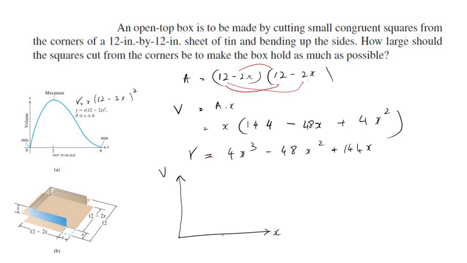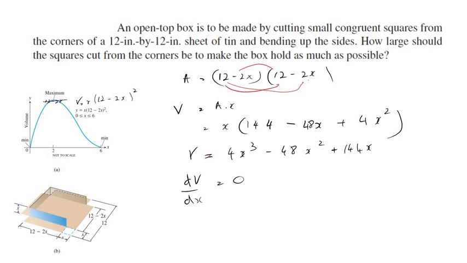But without a graph, let's see whether we can do this numerically. For example, if we take the derivative of V with respect to x, dV over dx, and make it equal to 0, we see the gradient at the maximum is 0. If you draw a tangent line, it will be 0. So if we make it equal to 0, we can get the x.